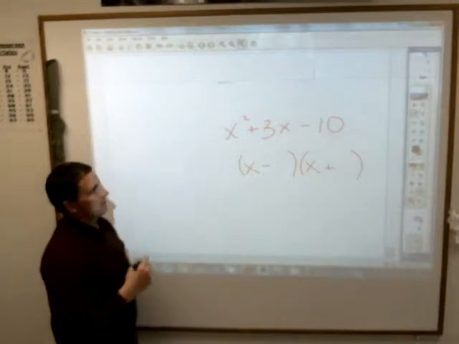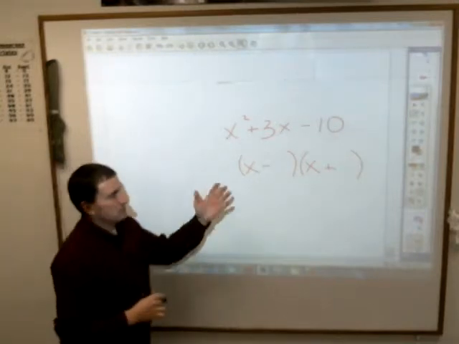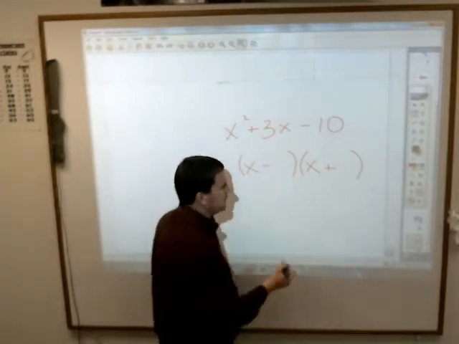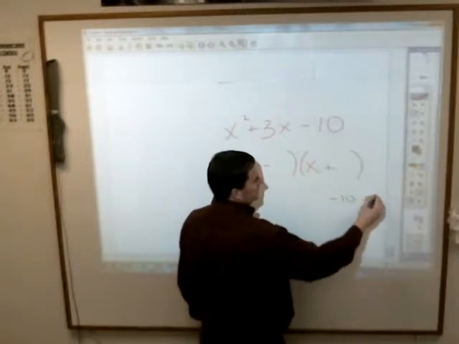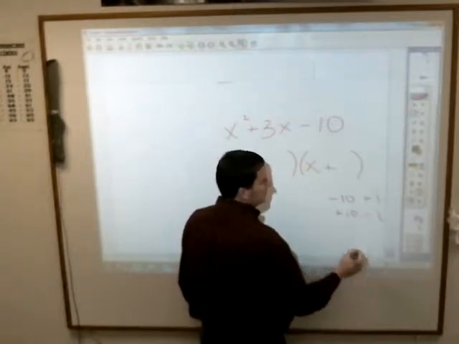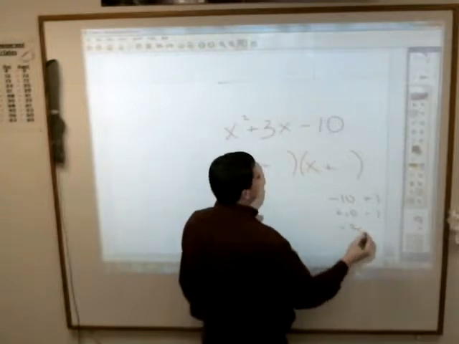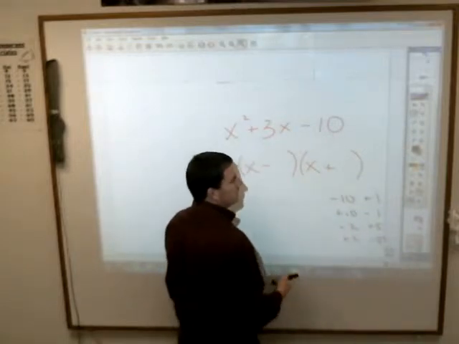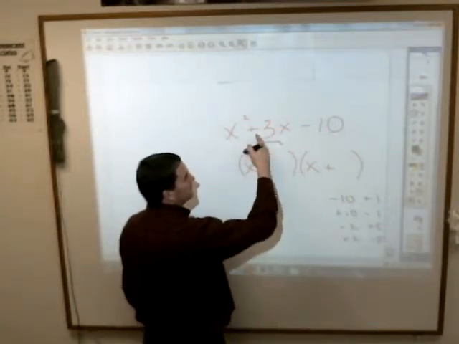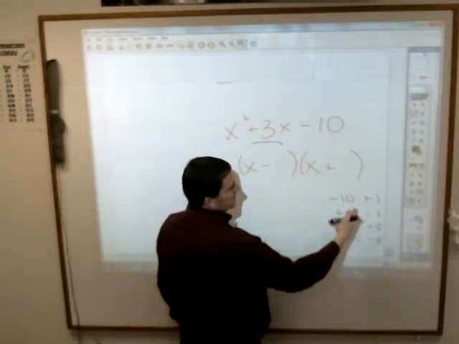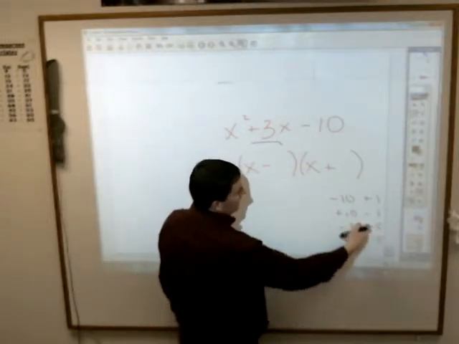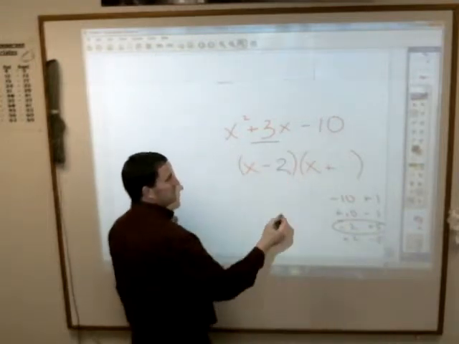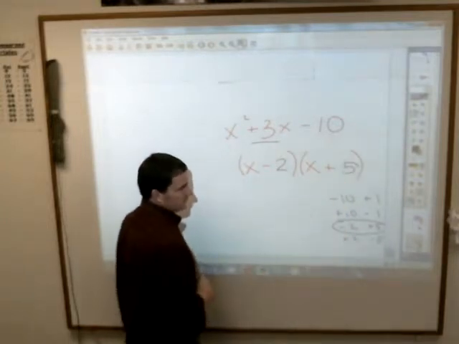Hopefully you get to a point where you can just look at the factors of 10 in your head and kind of think which one of those when you add together will give you a 3. What has a difference of 3? But until that point, you know, negative 10 plus 1, positive 10 minus 1, negative 2 times a positive 5, and a positive 2 times a negative 5. Only one of those combinations is going to give me a positive 3 when I add them together. So this is negative 9, that's positive 9, that's positive 3, this is negative 3. So you have to go with that combination. The 2 is the negative 2, and the 5 is the positive 5.